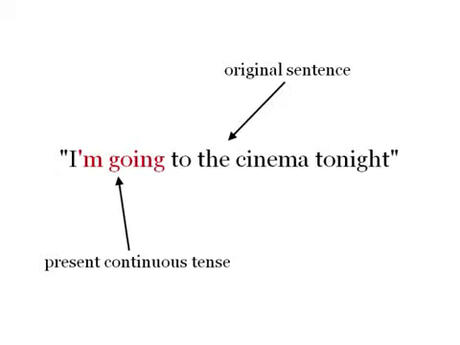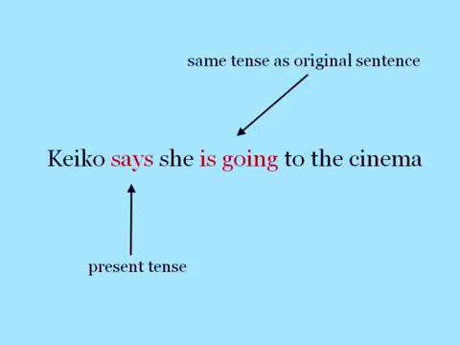Let's look at the grammar. In the original sentence, I'm going is in the present continuous. In this example, Julie uses the verb says in the present tense, so the reported speech is in the same tense as the original sentence. But it's not always as easy as that.